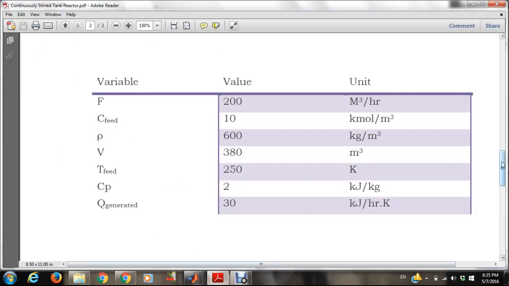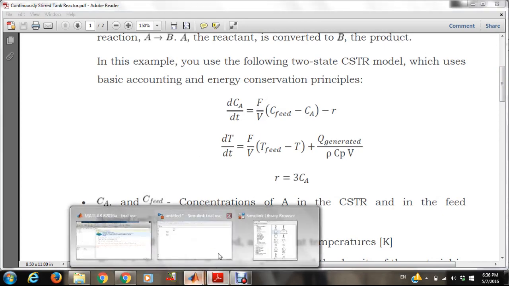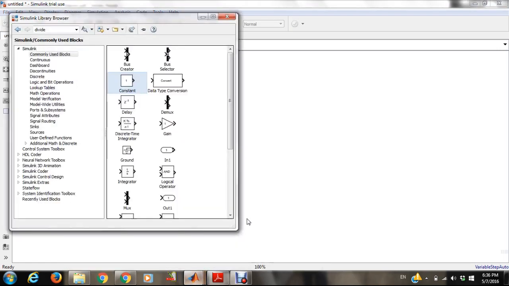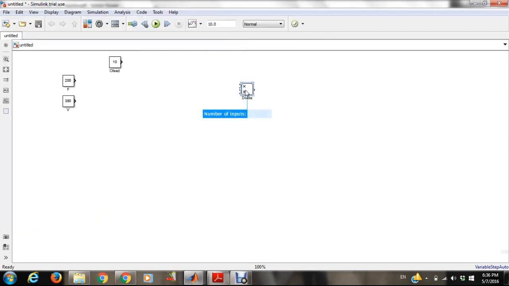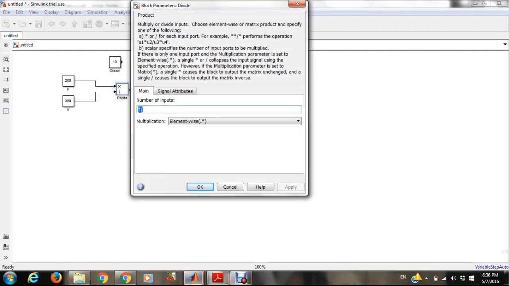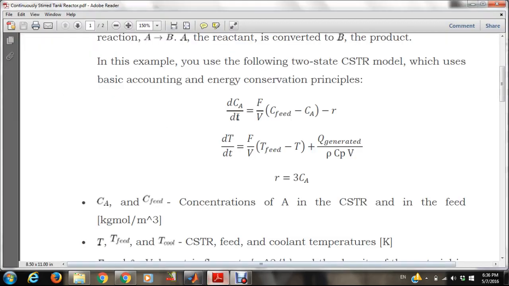Now I'm just going to go back to the equation. So it's the volumetric flow rate divided by the volume. So I'm going to add a new function here. I'm going to be needing a divide function. This divide block, I'm going to enter the first inlet of F to multiply, and V I want to be 1 over V, therefore I'm going to put it for the divide. As you can see here, this is multiplication and division. I'm going to go back to the equation.